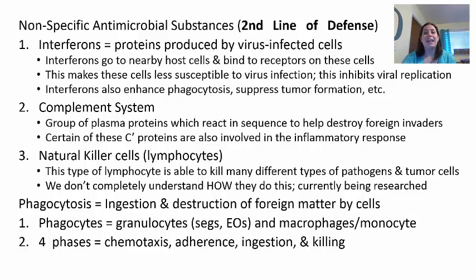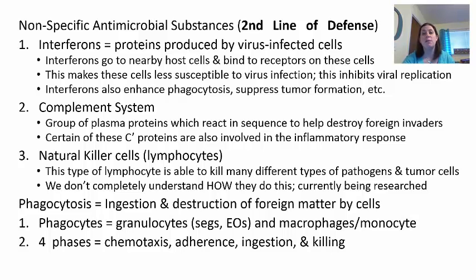These guys can't eat whatever the invader is unless they can get there. And so the first step to phagocytosis is what we call chemotaxis. A lot of times these cells that are damaged, or who have detected the invader, they release chemicals that draw these phagocytes to the area.